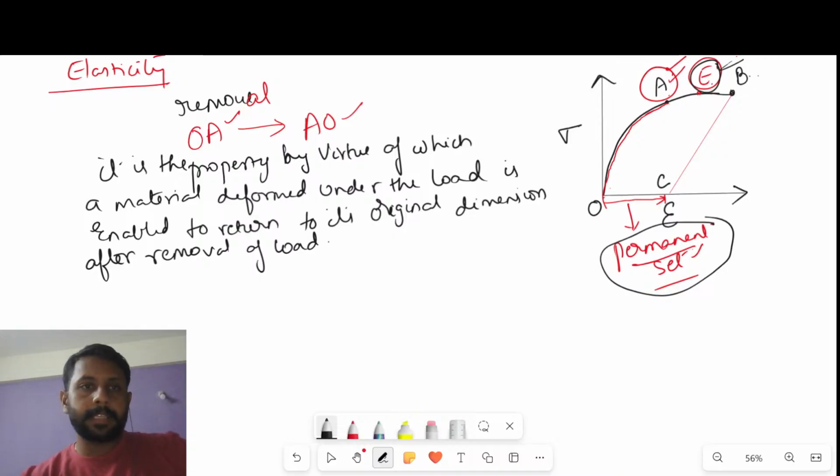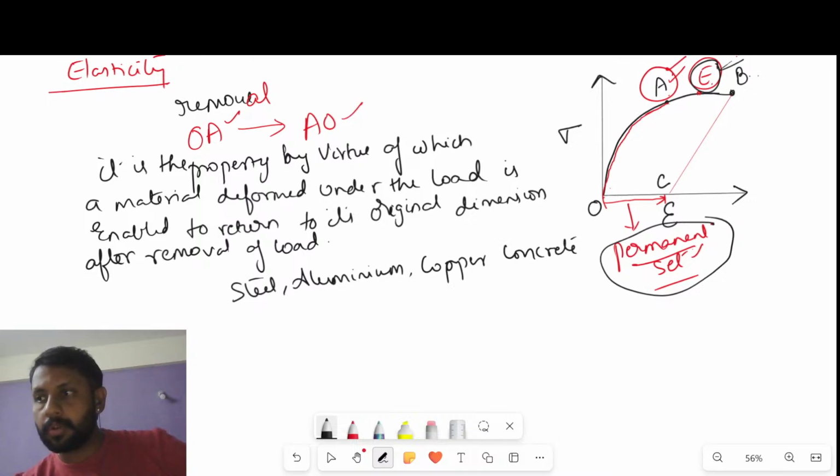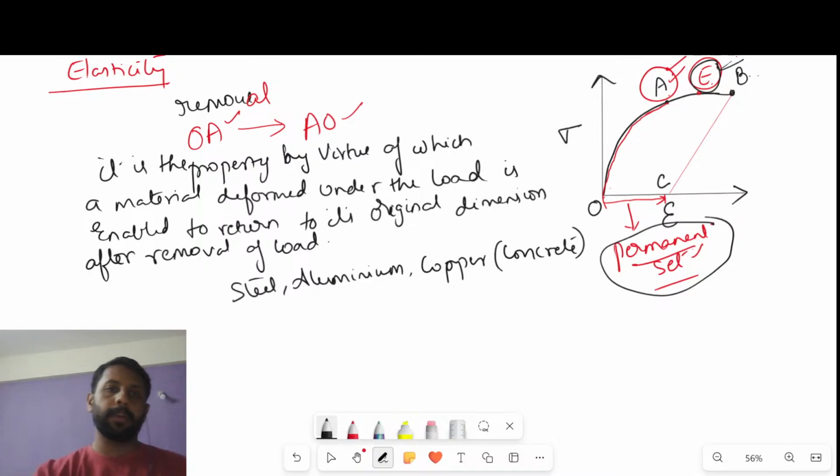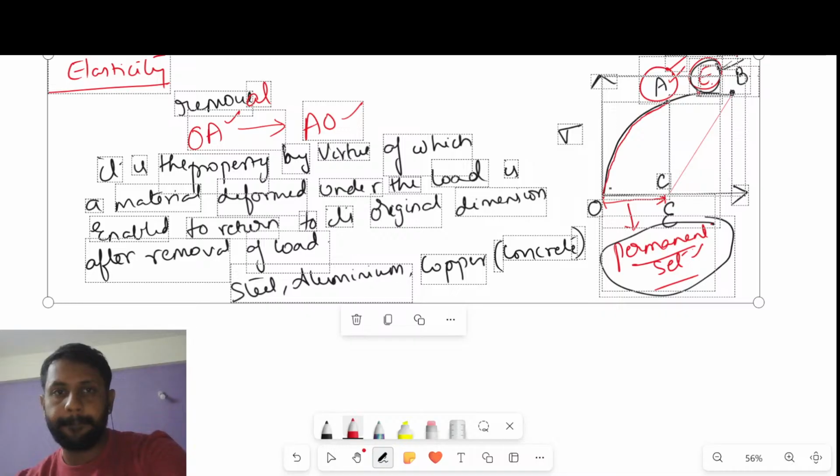So examples of elasticity: steel, aluminum, copper, concrete, it is also a bit elastic. Concrete is considered elastic within certain limits. There are some limits to it. Understood all of you? Yes, sir. Shall we move on to the next property? Shall I erase this? Yes, sir. Right.